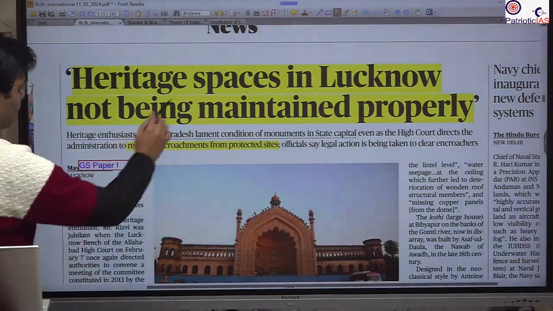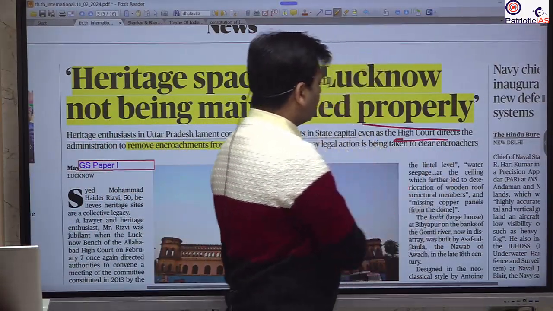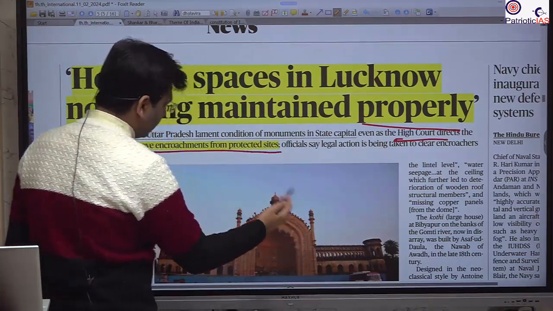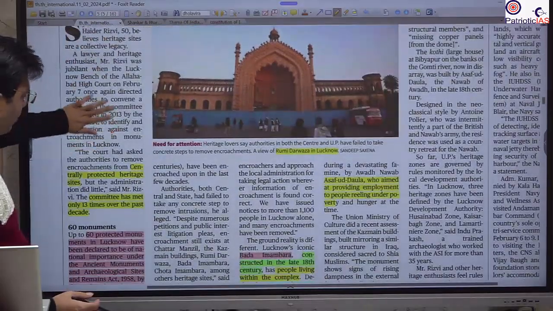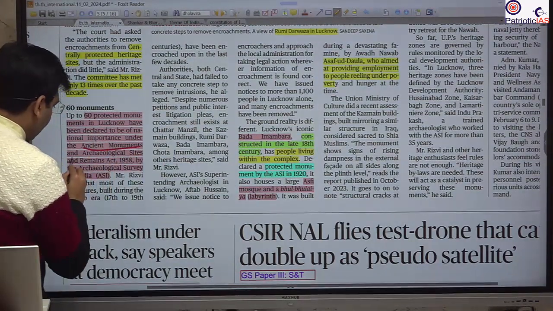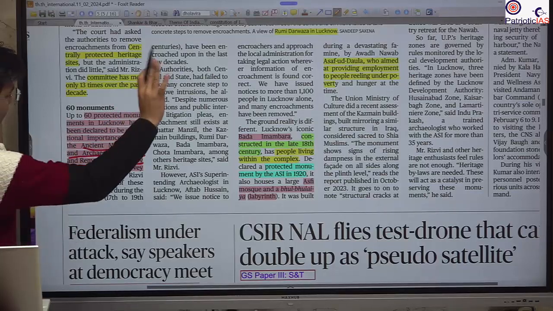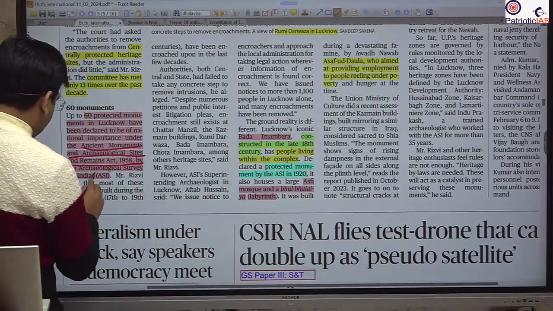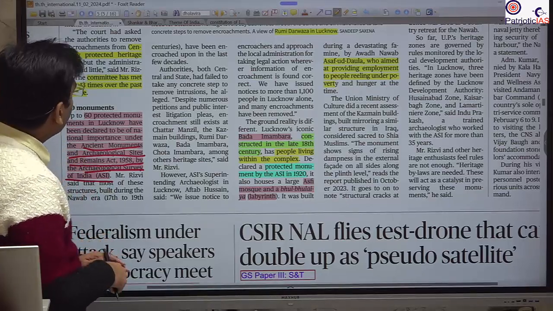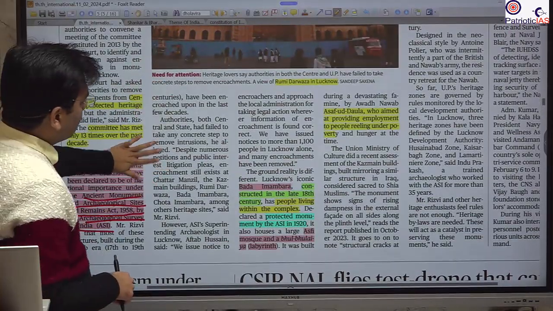Next important thing is this. It is given that the heritage space in Lucknow is not being maintained properly, even with the High Court direction in this area. So there has been encroachment on this heritage site. So first thing you should know that we have the law. The name of the law is the Ancient Monuments and Archaeological Sites and Remains Act, 1958. It protects this. It gives the ASI the power to declare these sites as monuments, and it also gives direction and tries to preserve all these monuments.